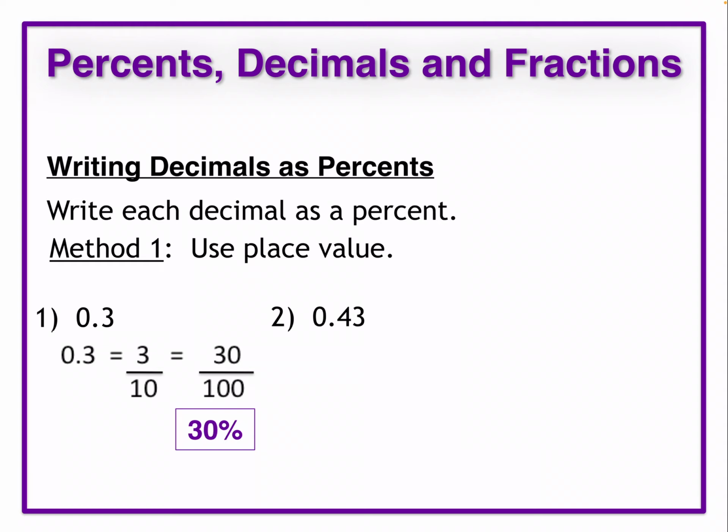Number 2, 0.43. So the last place value we have is in the hundredths place. That means it's 43 out of 100, which is 43%.